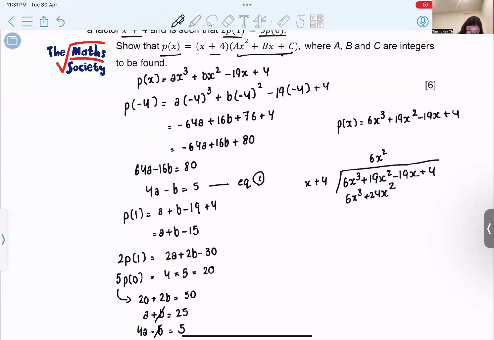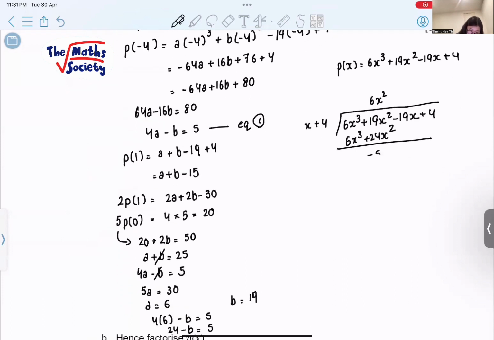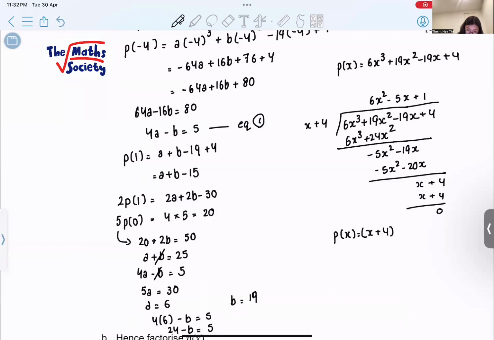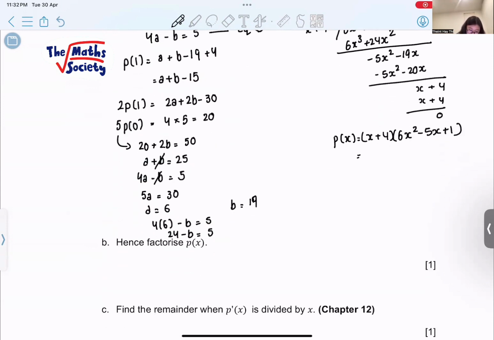24x squared, so we subtract, and it's going to be minus 5x squared minus 19x. So it's going to be minus 5x squared minus 20x. So you have x plus 4, remainder 0. So p of x is going to equal x plus 4 and then 6x squared minus 5x plus 1.